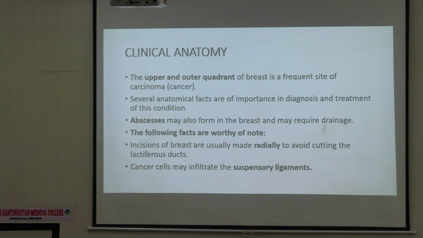Because that particular quadrant is closer to your axilla part, and in the axilla part we have 75% of lymph node contribution. So that particular quadrant is most easily affected by your breast cells. Okay, that is the reason. And several anatomical facts are of importance.